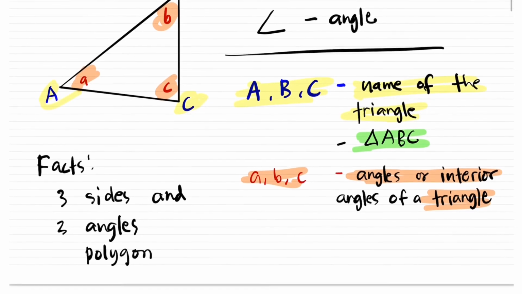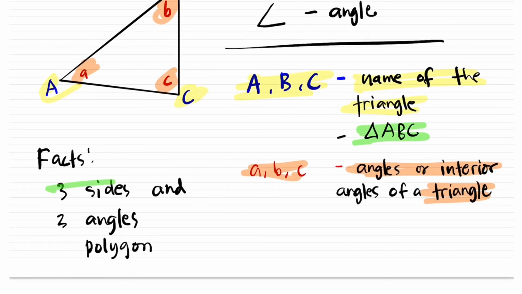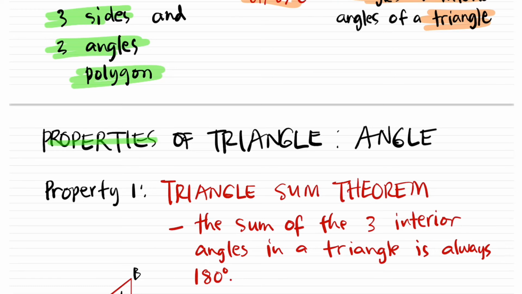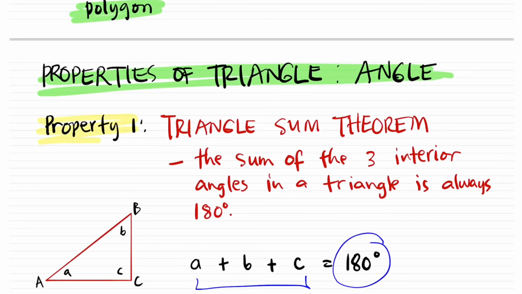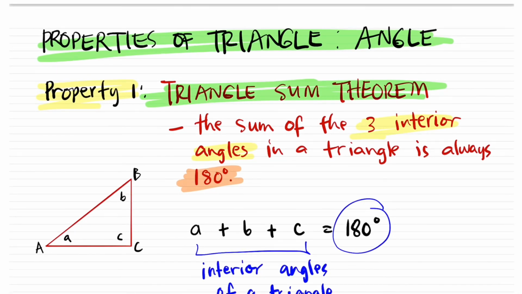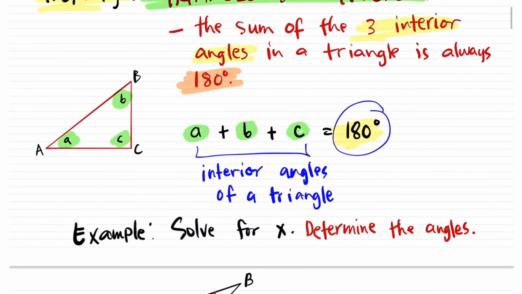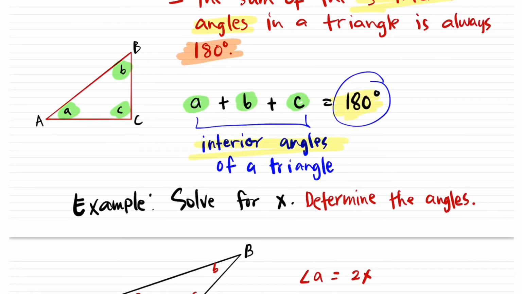Alright, first we review the facts about a triangle. A triangle has three sides, three angles, and it is a polygon. Now, the properties of a triangle, focusing on angles. Now, property 1, triangle sum theorem. Alright, the sum of the three interior angles is equal to 180 degrees. So when you add the angles inside, the sum will always be 180 degrees. And these are interior angles.